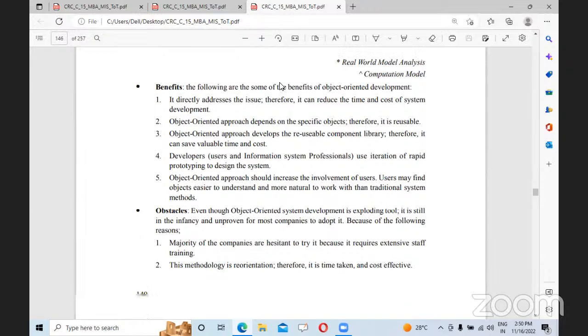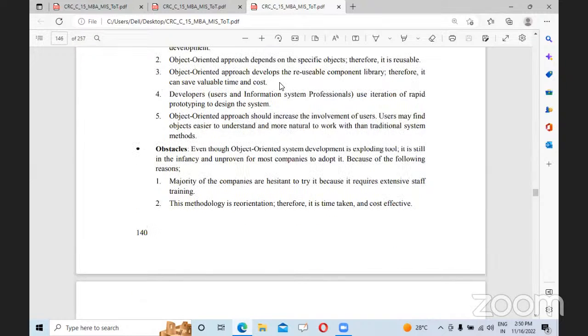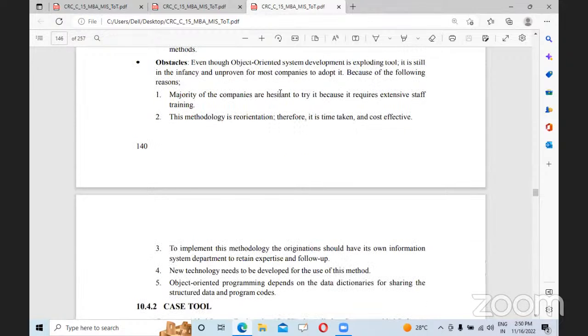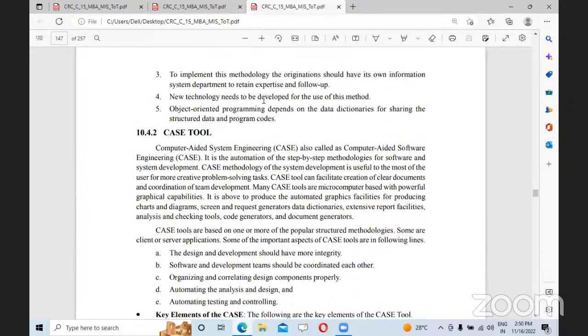And obstacles. Even though object-oriented system development is an exciting tool, it is still in its infancy and unproven for most companies to adopt, because of the following reasons. The majority of companies are hesitant to try it because it requires extensive staff training. This methodology is a reorientation, therefore it is time consuming and costly. To implement this methodology, the organization should have its own information system department to retain expertise and follow up.